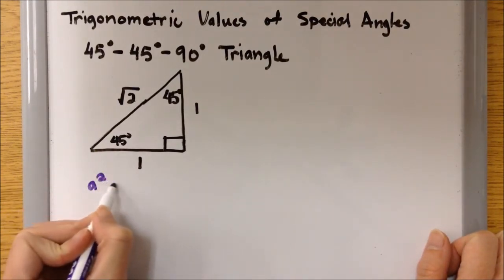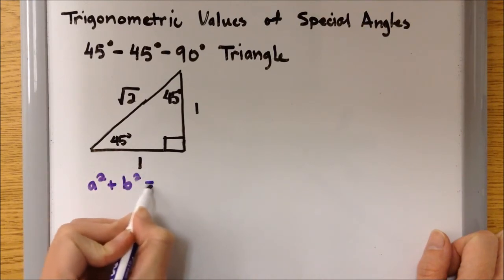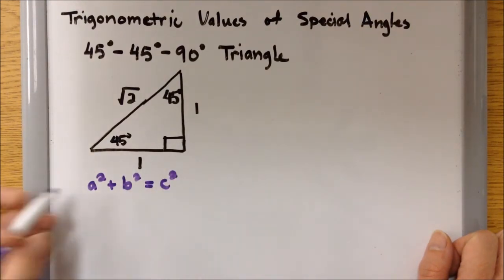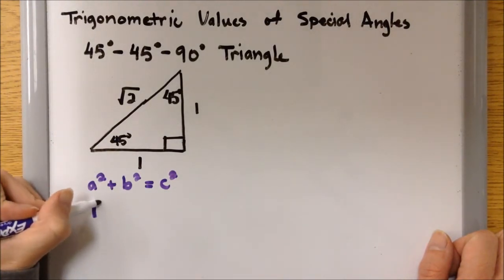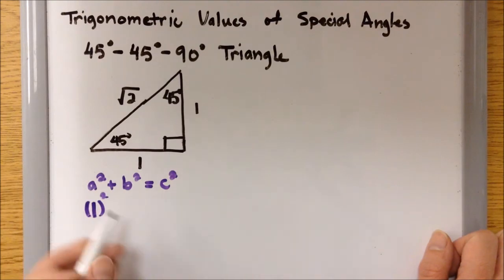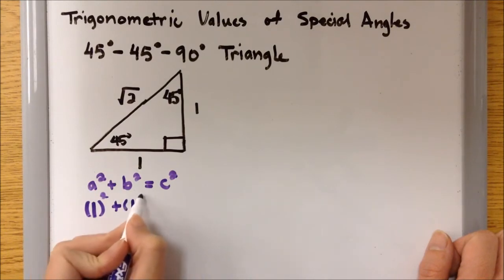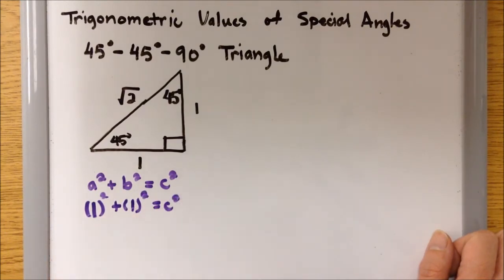A squared plus b squared equals c squared. Now since the two sides are the same, it doesn't matter which place you put the numbers in. So I'm going to put 1 squared, and for the other one, I'm using the second one, so 1 squared equals c squared. So 1 squared is 1 plus 1 squared is another 1 equals c squared. We do 1 plus 1, which is 2, equals c squared.